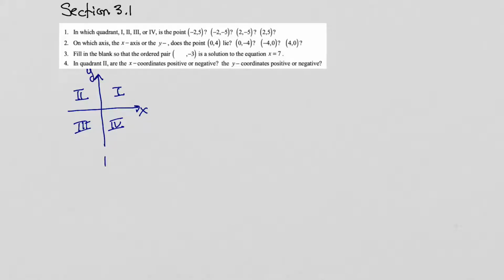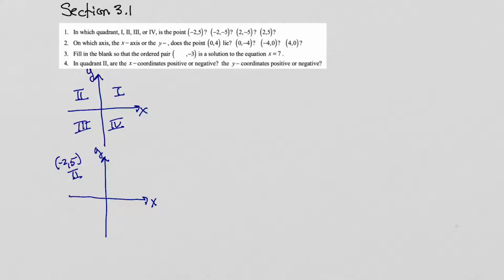So in number 1 here, let's draw this again. All right, and what we want to know is, in which quadrant is this point here? Well, this is -2 and 5. Now, the x's come first, the y's come second. So -2 and 5 would be up here. So this is going to be quadrant 2. So if we plot that point, we see where we are. To the left 2, up 5.